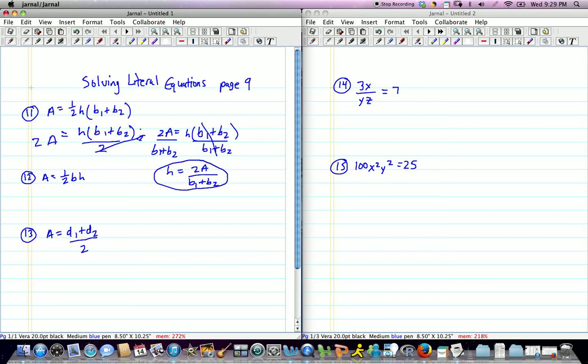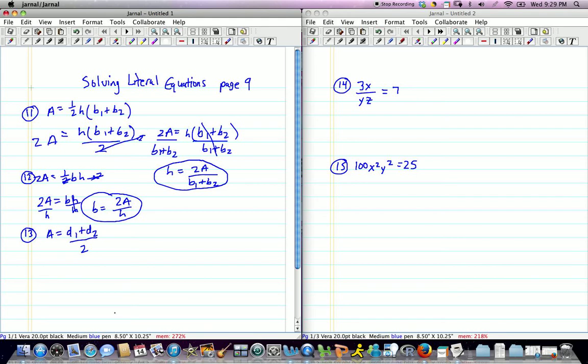Number 12, similar, it's actually easier. We want to solve this one though for b. So I'm going to multiply both sides by 2 like I did in the previous one. That's going to cancel out the 2 in the denominator. So I get 2a is equal to b times h, and then all I need to do is divide by h, and I have b by itself. So we can say that b is equal to 2a divided by h.